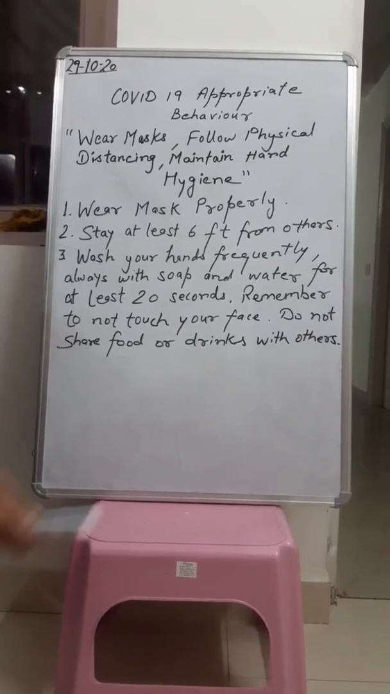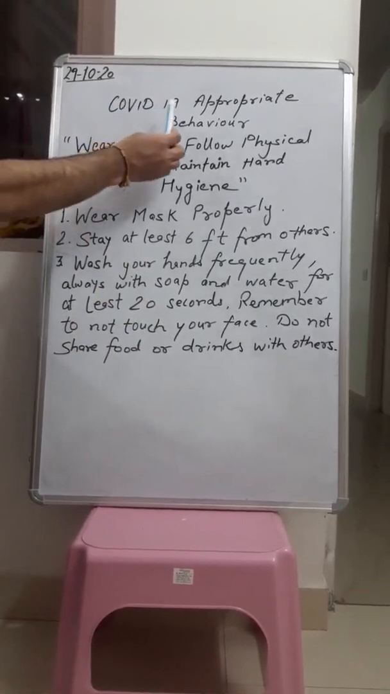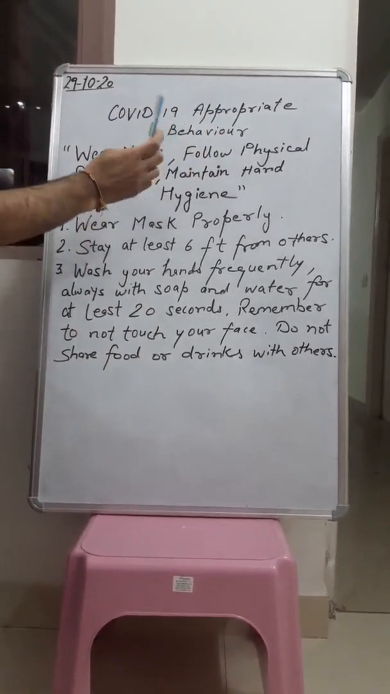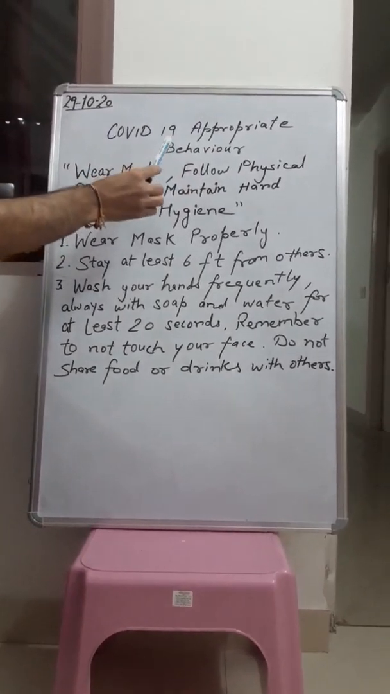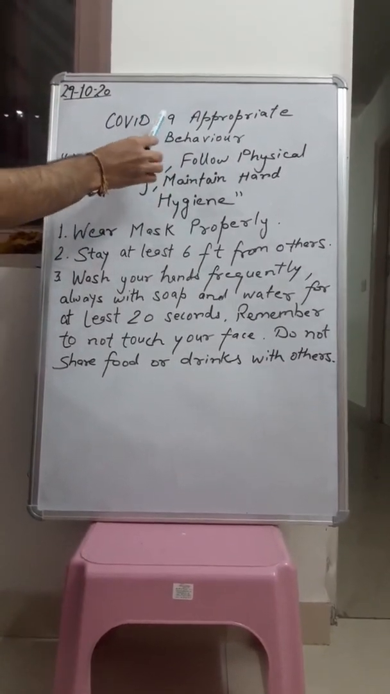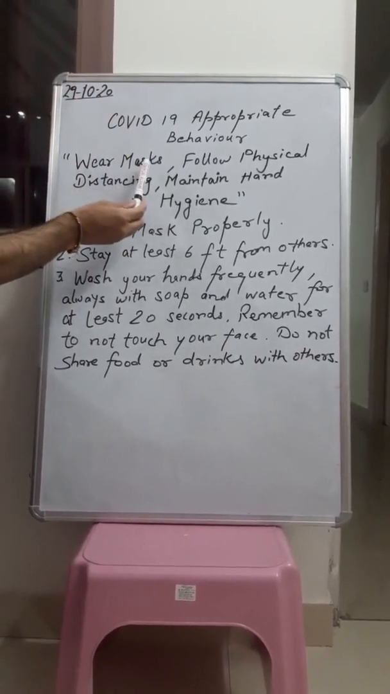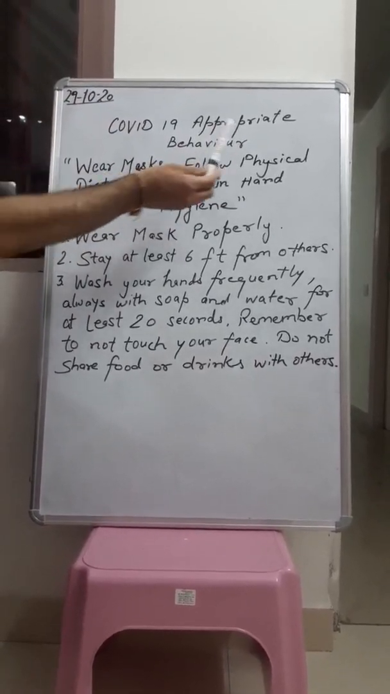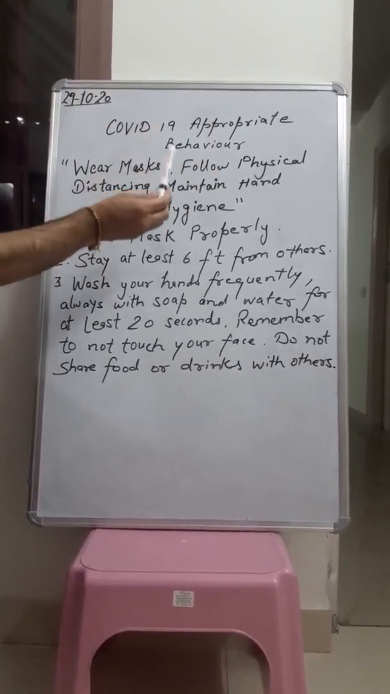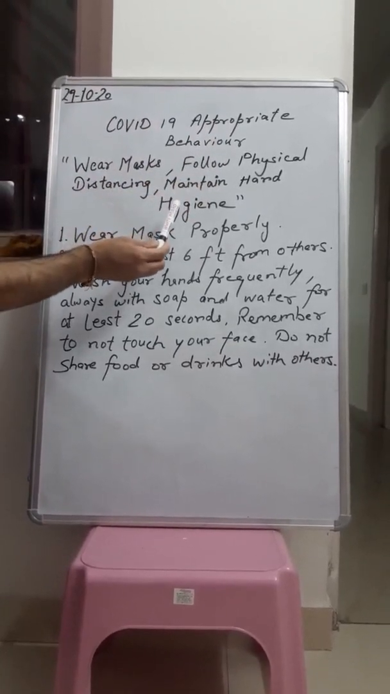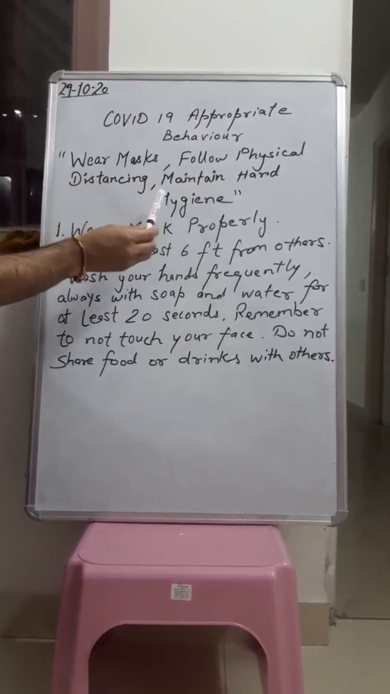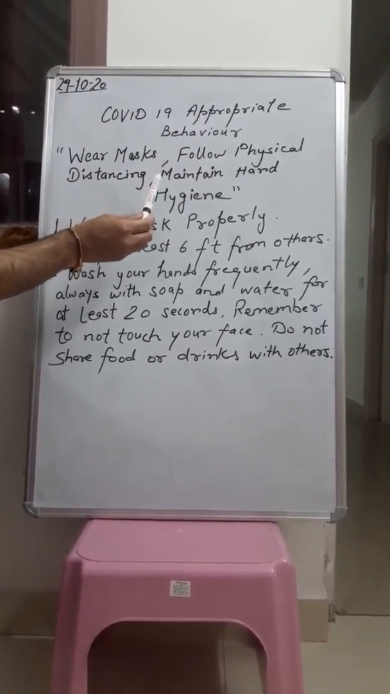So students, here are some COVID-19 appropriate behavior. So here there are some instructions regarding your COVID-19. The instructions are: wear masks, follow physical distancing, maintain hand hygiene. So these all instructions you have to follow.